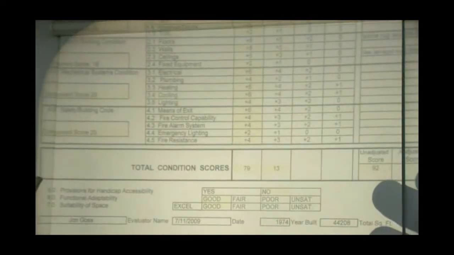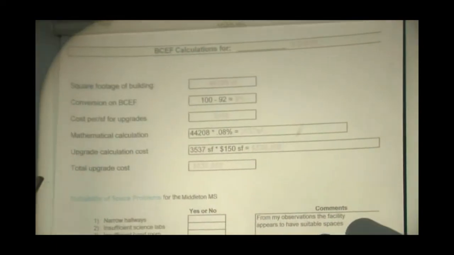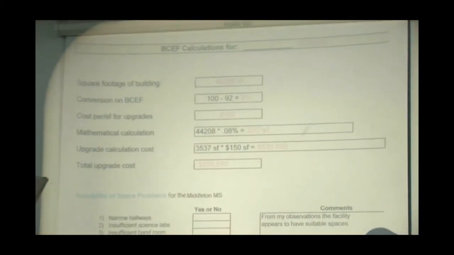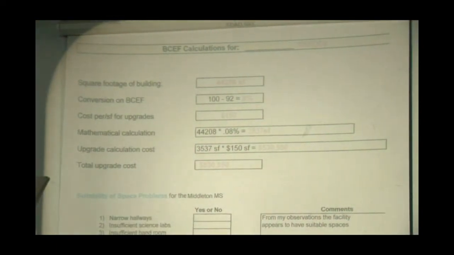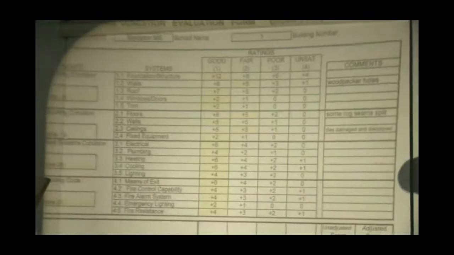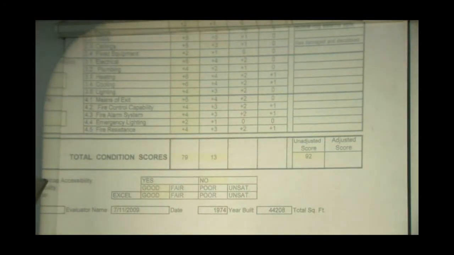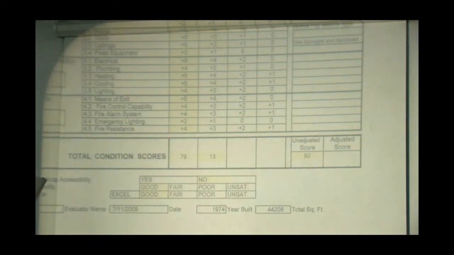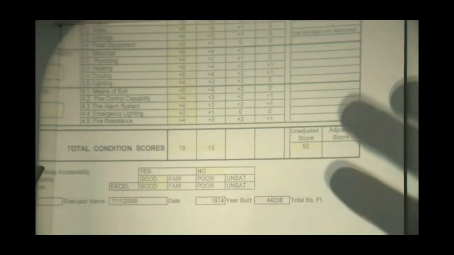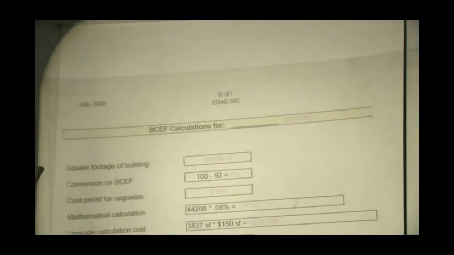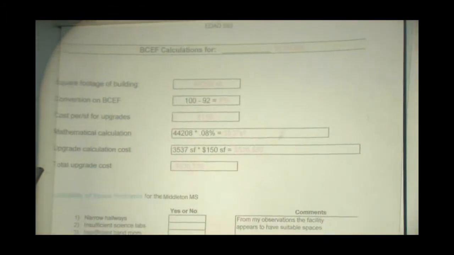Middle school, which we're going to walk through for you today, and you can see there's a score of 79-13 for an unadjusted score of 92. So you're going to take this particular sheet and use that amount of information. On the bottom of that other sheet, you saw that you put in right here 44,208 square feet. That's the piece right here that you're going to use on the score sheet. You use this one then, and we're going to put it in.